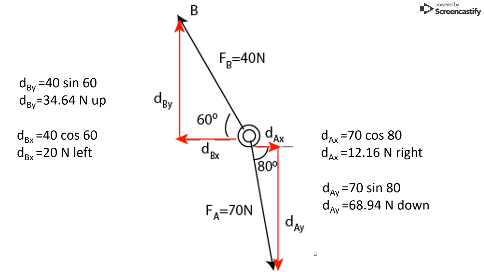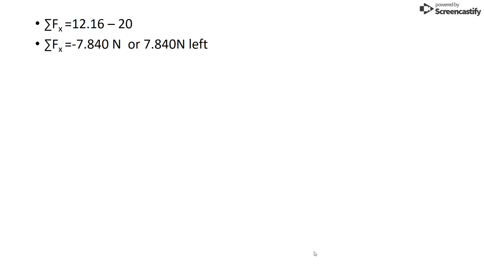So next I'm going to find the total X and total Y. Since I'm going to make left the negative direction and right the positive direction, and up the positive and down the negative, what we see here is I have 20 newtons to the left, that's going to be negative, and 12.16 newtons to the right, which will be positive. So there's my 12.16 minus 20. So my total force in the x direction is going to be negative 7.84 newtons, which is the same as 7.84 newtons to the left.